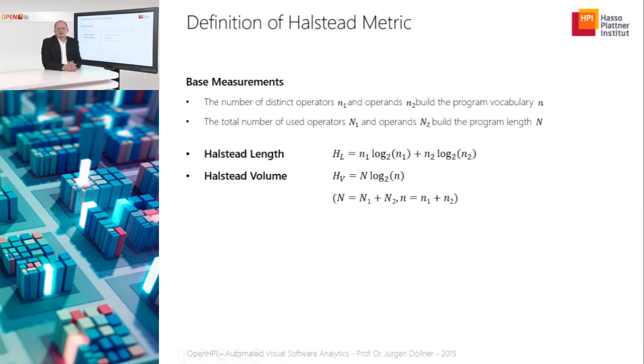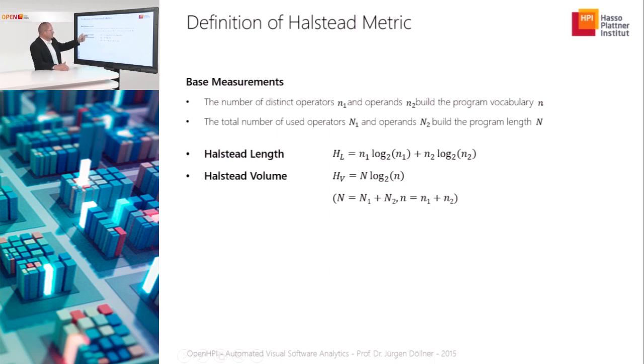To see how this works, let's have a look at the base measurements of the Halstead metrics. The number of distinct operators and operands builds the program vocabulary, whereas the total number of used operators and operands builds the program length. This leads to two basic measurements, the Halstead length and the Halstead volume.